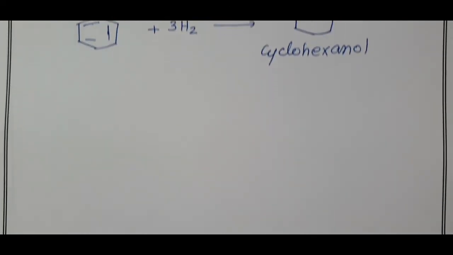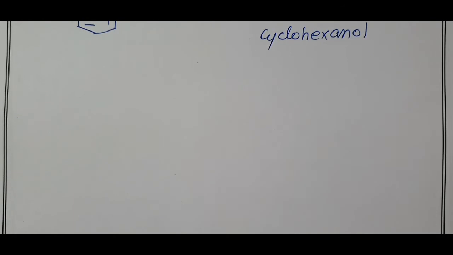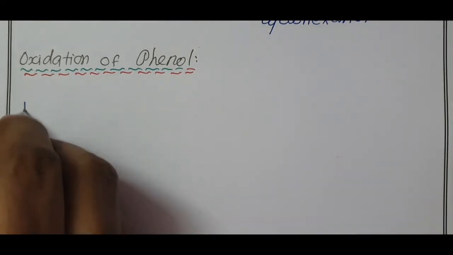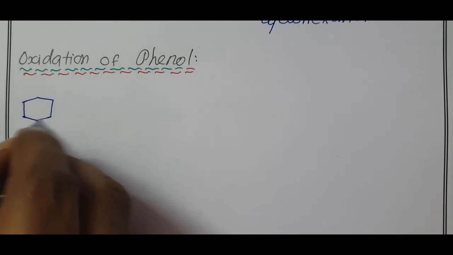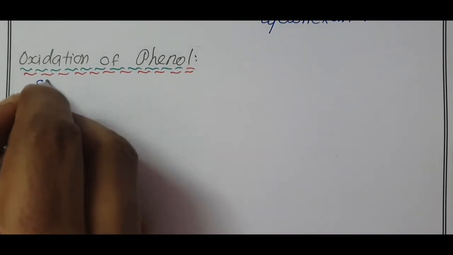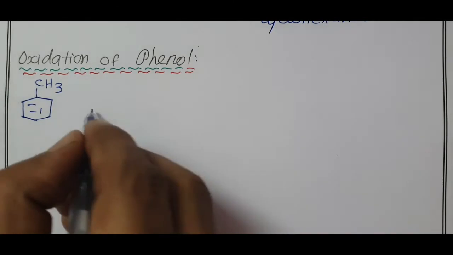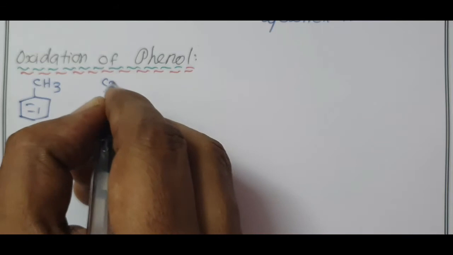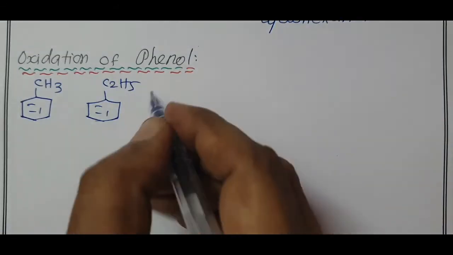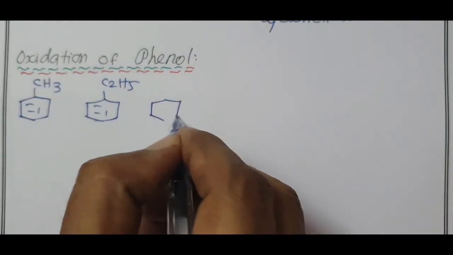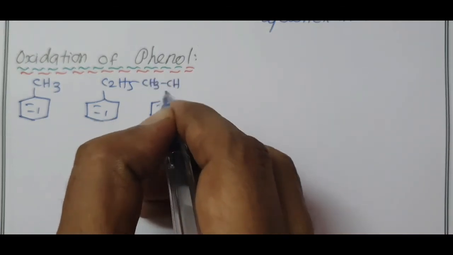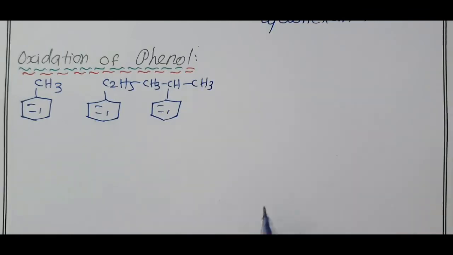And in the oxidation, I would like to tell one more point. In aromatic compound oxidation, remember one thing. For example, a benzene ring containing one methyl group is called toluene or methylbenzene. A benzene ring containing one ethyl side chain is ethylbenzene. A benzene ring containing one isopropyl group is cumene, CH3CHCH3, cumene.